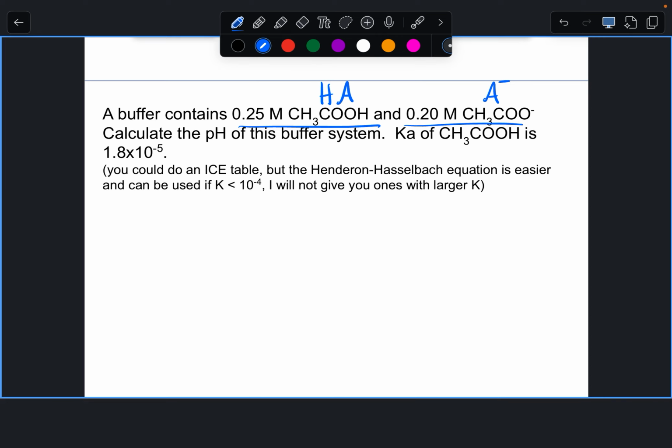Okay? And then it says calculate the pH of this system. Gives you the Ka. So this is pretty good. They're in relatively close concentrations. They're not super high, but they're relatively close.